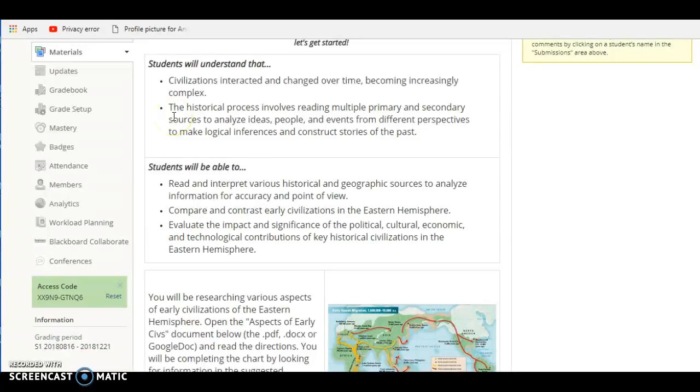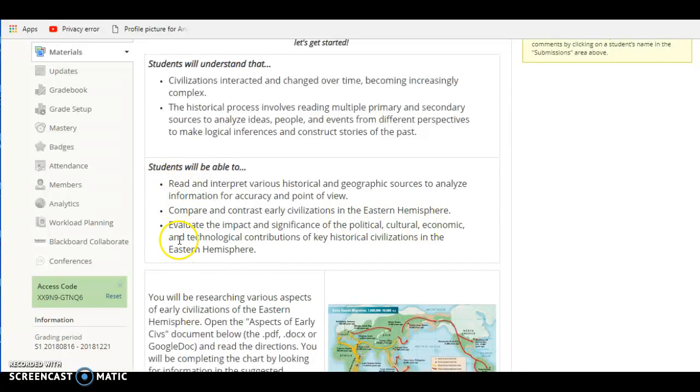Students will also understand that the historical process involves reading multiple primary and secondary sources to analyze ideas, people, and events from different perspectives to make logical inferences and construct stories of the past. Students will be able to read and interpret various historical and geographic sources to analyze information for accuracy and point of view. Students will be able to compare and contrast early civilizations in the Eastern Hemisphere.